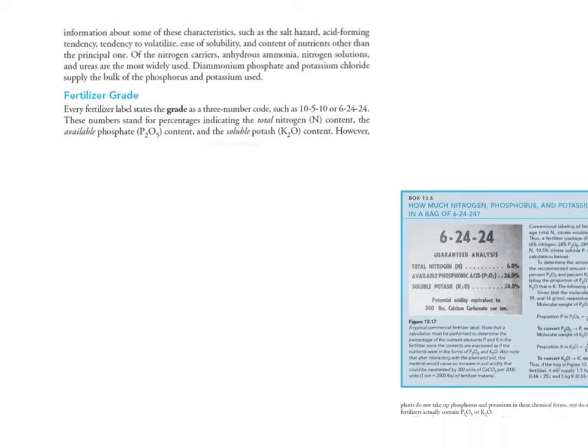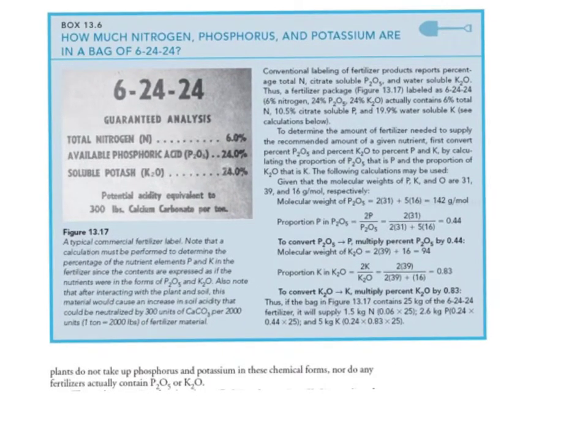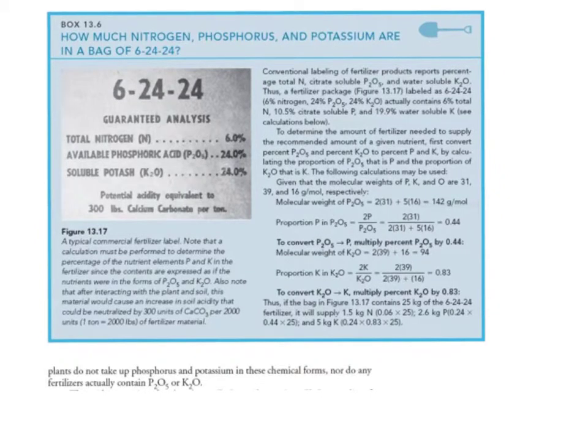Let me bring this up here. In box 13.6, it sort of describes where this came from. But additionally, it tries to revert back to how, for instance, to convert P2O5 to just phosphorus, you multiply it by 0.44, and then you get the amount of phosphorus that's actually in P2O5. And that's interesting.